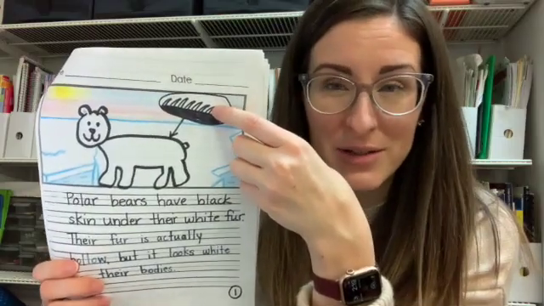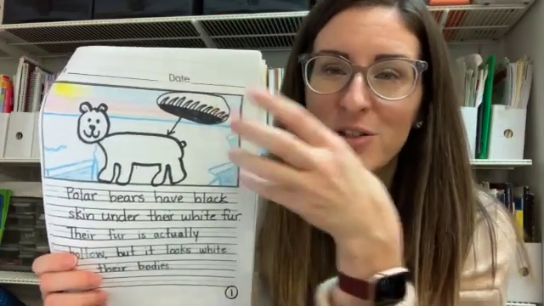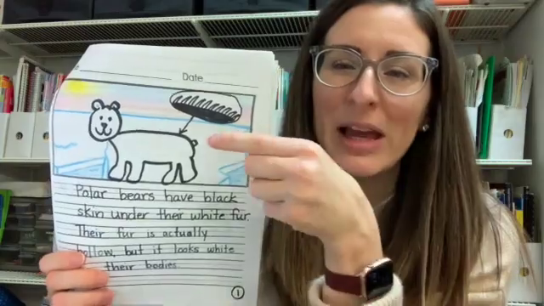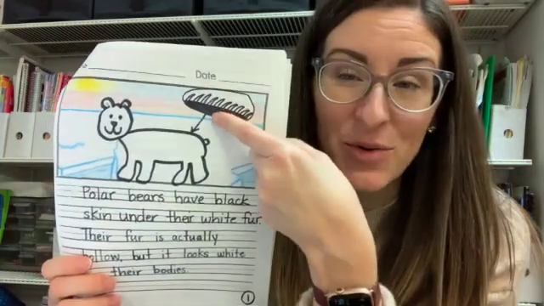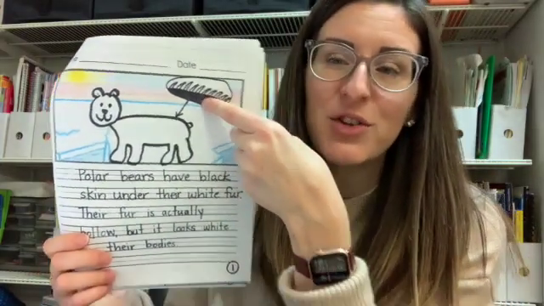So it's kind of clear, but since it's all together, it looks white. And then they have black skin, so I drew this black skin right here. So I drew a close-up because that was a part of my informational text that I thought needed a close-up so that my reader could understand it better.